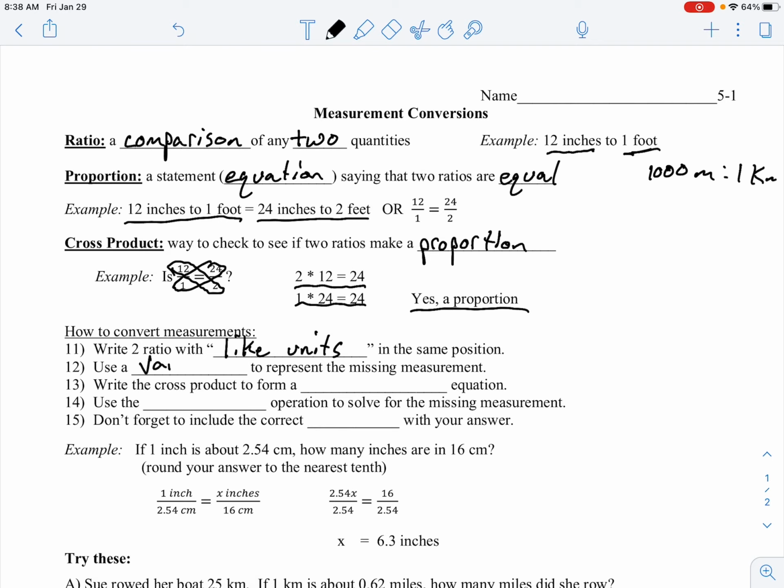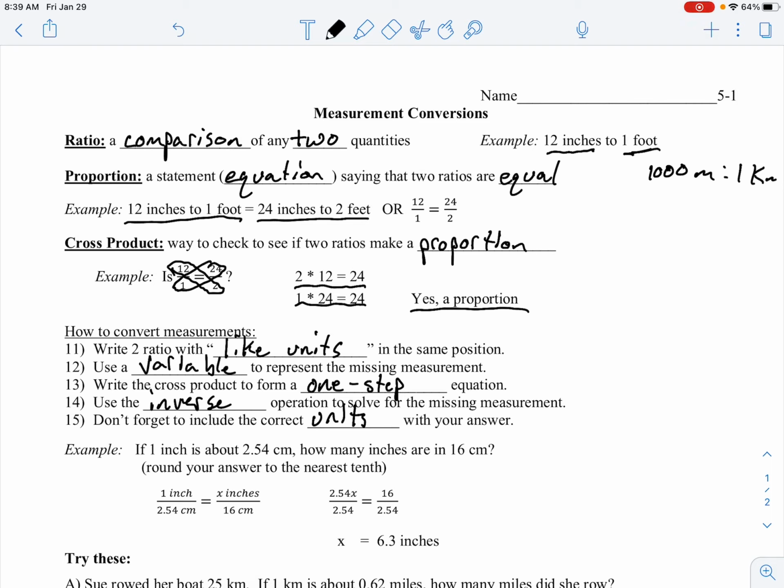You're going to use a variable to represent the missing measurement, just like we always do. A variable represents an unknown value, and that's what we're trying to find, the unknown value. We're going to write the cross product to form a one-step equation. Then we're going to use the inverse operation to solve for the missing measurement. And then we also don't want to forget to use the correct units. Yes, units. Oh, let me spell that correctly, sorry. Units with our answer.